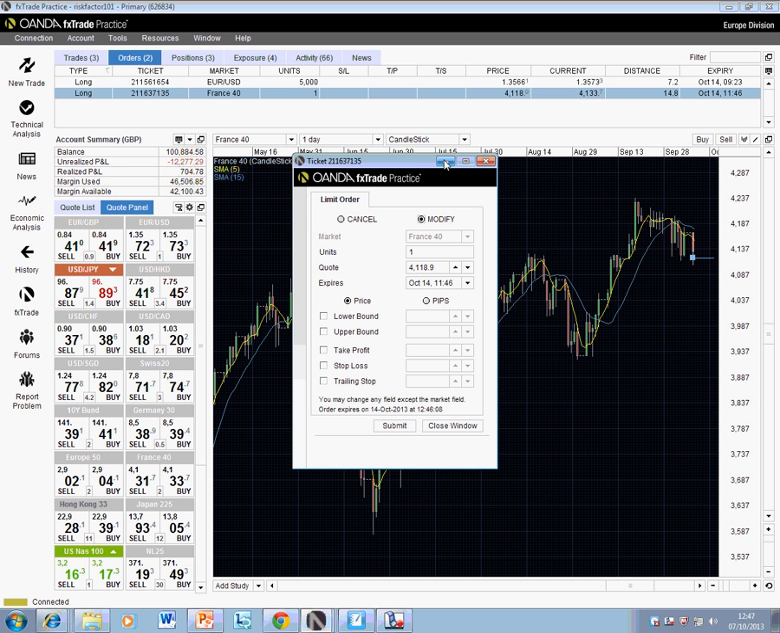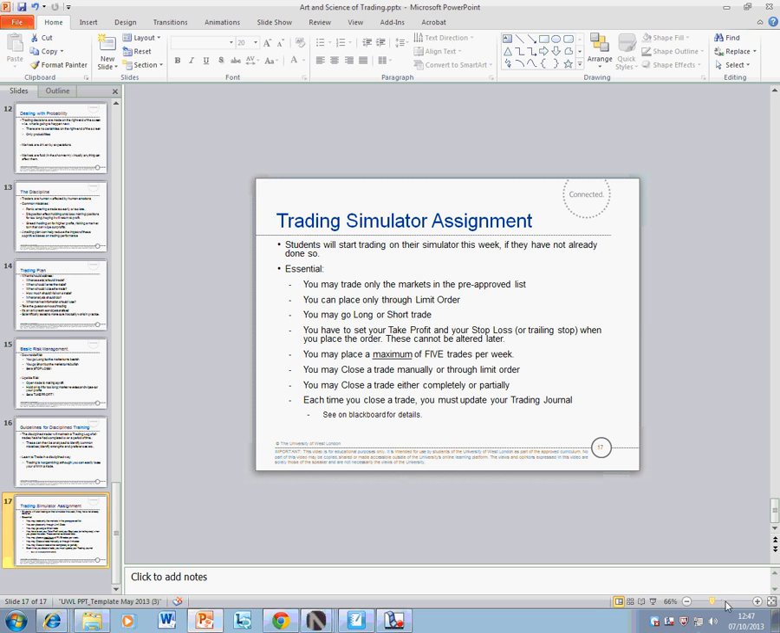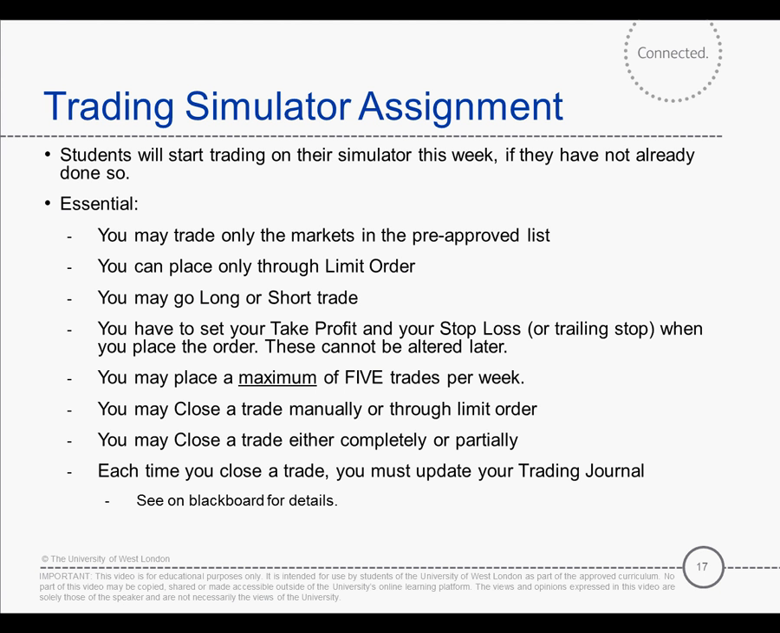Now, you're only allowed to place limit orders. So for the purpose of this exercise, before you go to market, you need to decide what is the price I want to go in at. Not just arbitrarily click away at buy and sell. Okay?